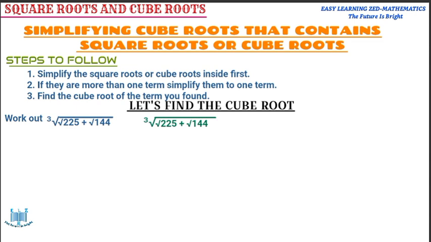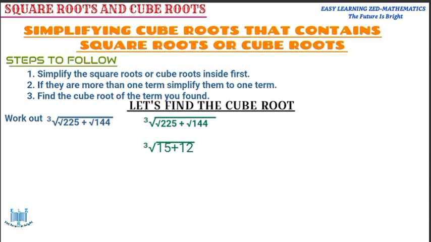We have only square roots. I'm going to first find the square root of 225. But before I do that, I'm going to write the cube root sign. Then I'm going to find the square root of 225, which is 15. I'm going to write 15 there. And then I'm also going to find the square root of 144, which is 12. Then I'm going to say 15 plus 12, and all of that in a cube root.